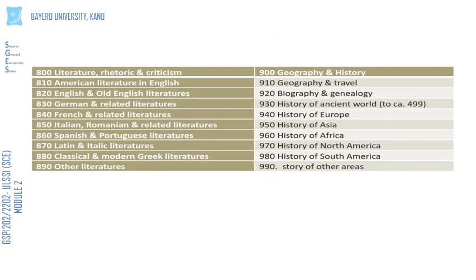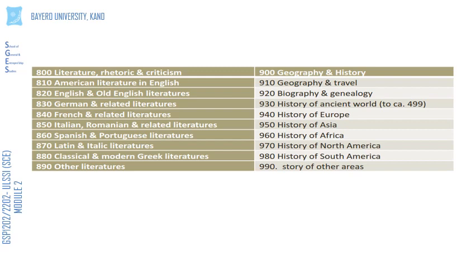Class 800, which is literature. We have 810 American literature in English, 820 English and Old English literature, 830 German and related literature, 840 French and related literature, 850 Italian, Romanian and related literature, 860 Spanish and Portuguese literature, 870 Latin and Italic literature, 880 classical and modern Greek literature, 890 other literatures.